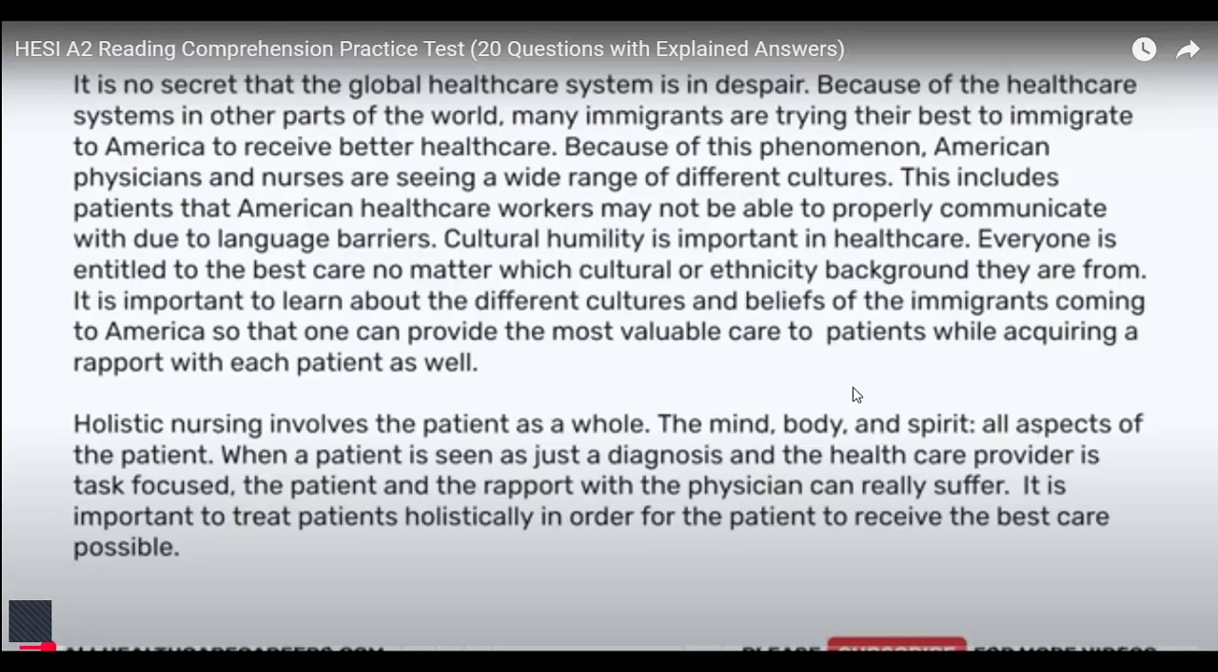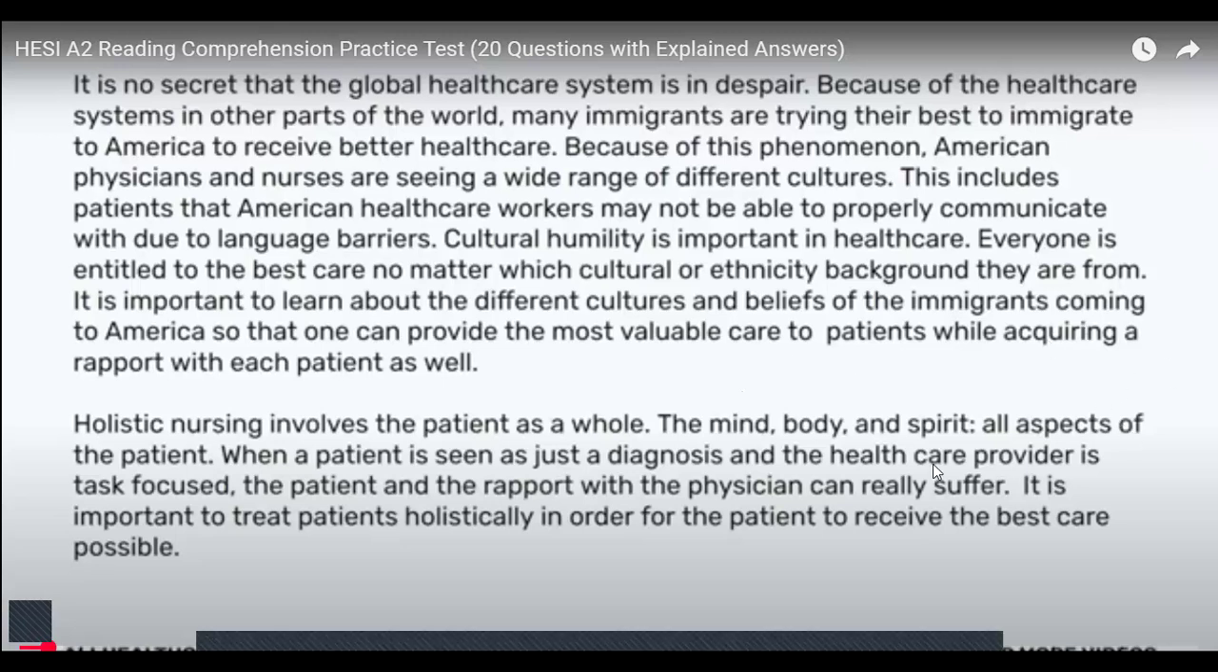So now we got that. So what's the main idea? The main idea is to provide the best healthcare possible to immigrants that are coming in. Okay. How do we do that? We have to think about developing a rapport with the patient and have cultural humility to overcome those obstacles so that we can do that. Right. So they told us what the main idea is and they told us how to accomplish the main idea. Now let's go on to the questions because the questions are always going to be focused on those two things, those two parameters. All right.